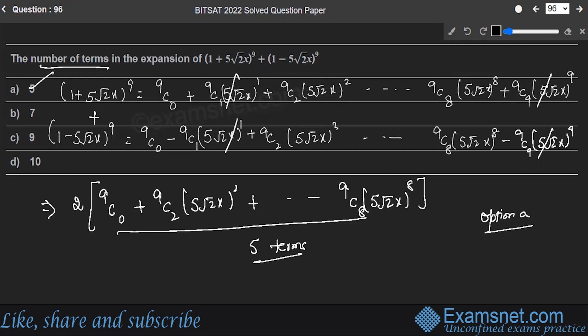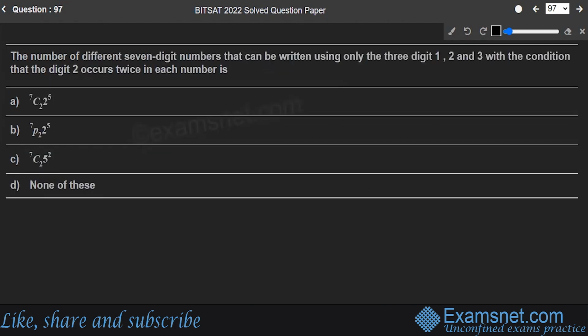Hope you understood. Next is question number 97. The number of different 7-digit numbers that can be written using 3 digits, that is 1, 2, 3, with the condition that digit 2 occurs twice in each number is. See, 2 has to be filled in 2 places. Other than 2, the remaining 5 places can be filled by 1 and 3. So 1 and 3 will be filled at 5 places. Number of ways to fill these 5 places.